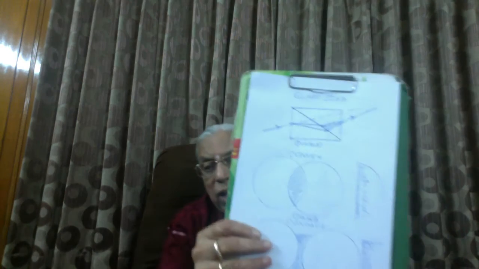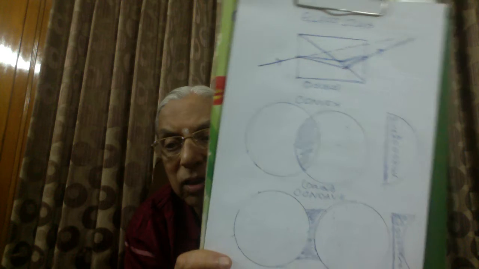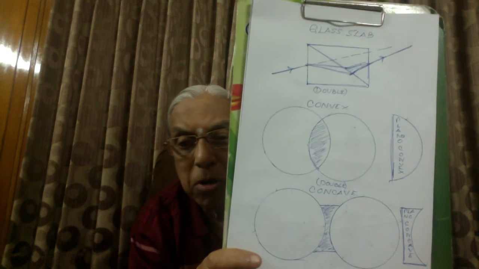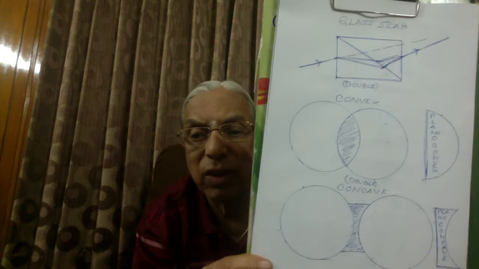And while defining a lens, I told you this: any transparent substance bounded by two curved surfaces, within brackets, at least one. I put that condition, at least one. It means that here you find another two kinds of lenses, where a lens is formed by a curved surface and a plane surface.